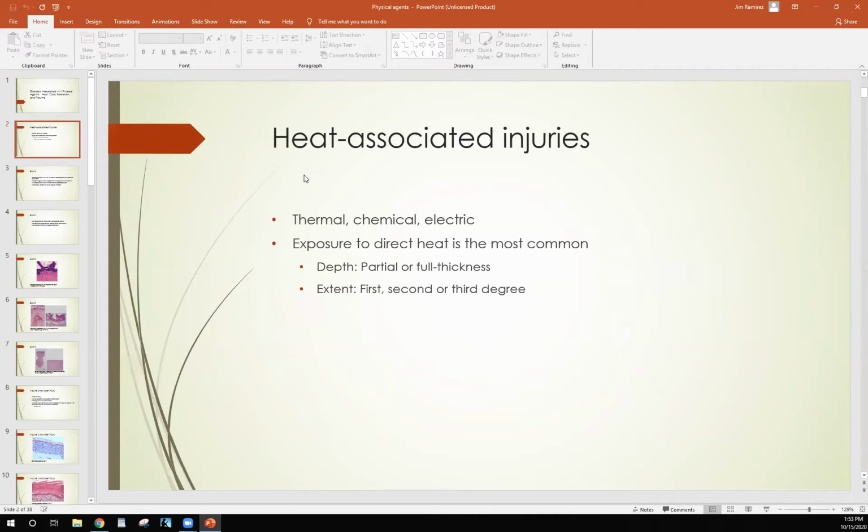So we'll start off with heat-associated injuries. These can basically be divided into several categories. We have thermal, we have chemical, and then we have electric. There's different ways of dividing these things, or at least measuring them, based on partial or full thickness damage, or as we probably are more familiar with, first, second, or third degree. And exposure to direct heat is really the most common one. We see that quite often in derm path, and I'll show examples in a little bit.